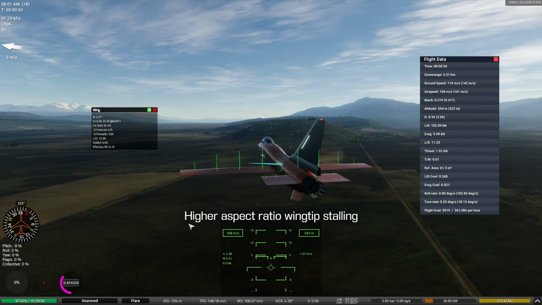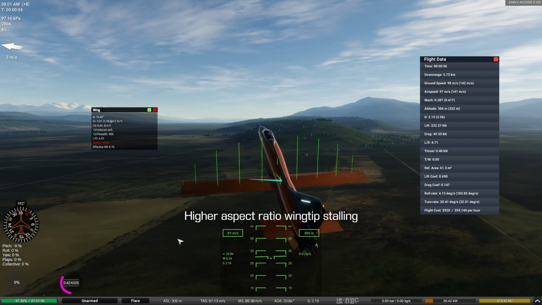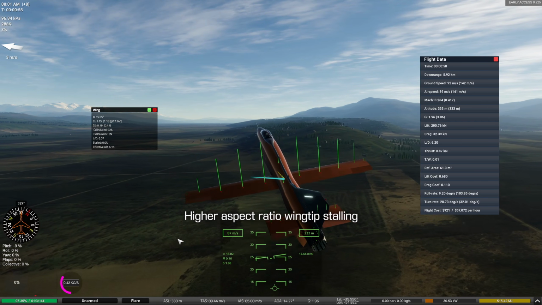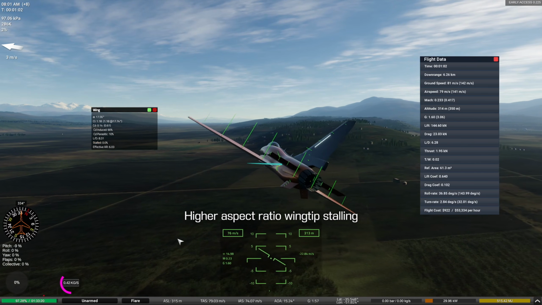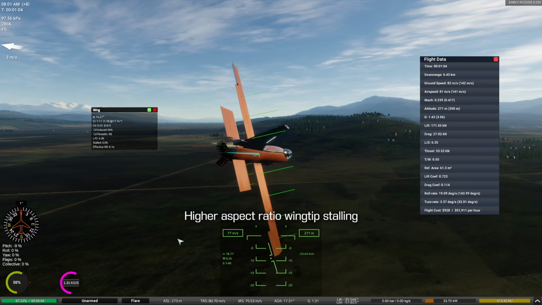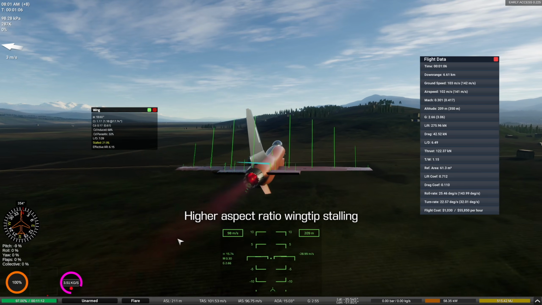If one wingtip stalls before the other, the difference in lift will cause a rolling moment. This is referred to as wingtip stalling. This rolling moment will be much stronger the longer the wingspan is, and it will be more violent for higher aspect ratio wings.